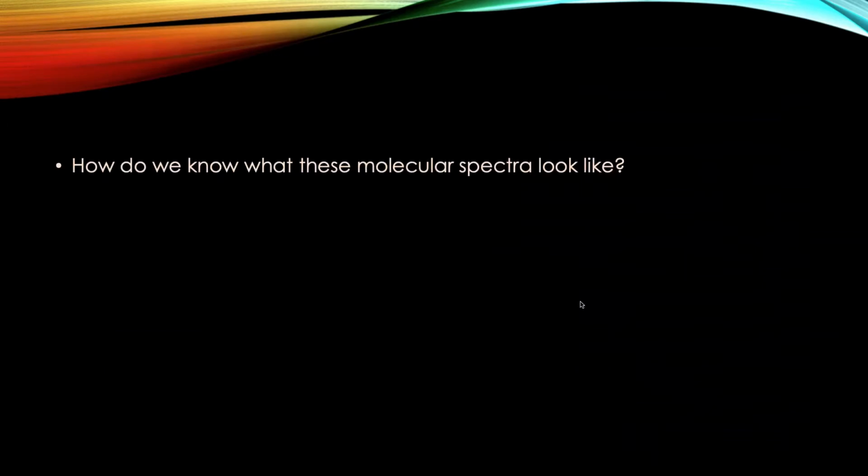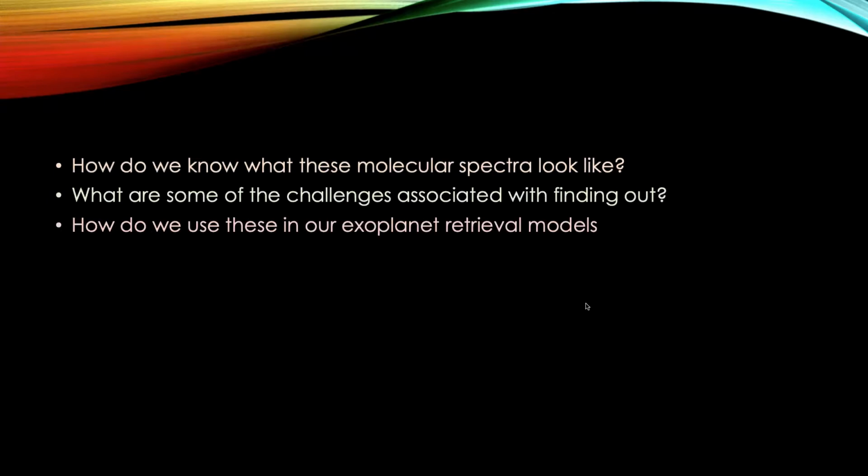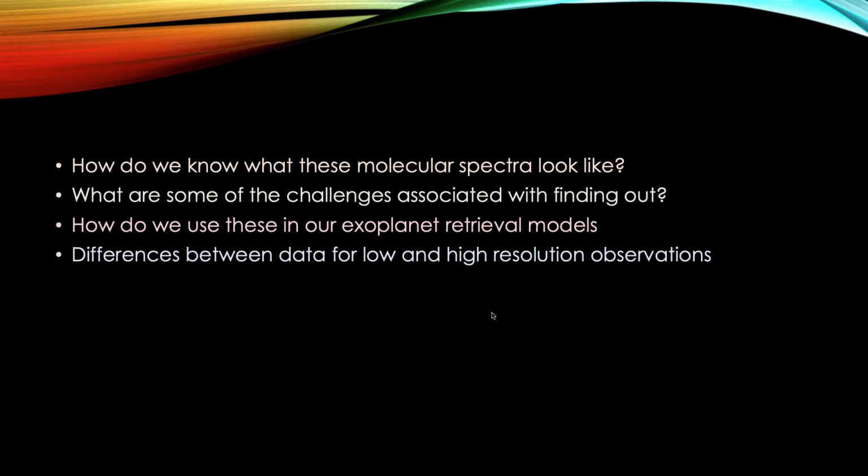In this talk, I will try to answer a few questions related to molecular spectra of various species. I won't have time to answer these all fully, but hopefully I can give an overview. First, how do we know what these molecular spectra look like? What are some of the challenges associated with finding this out? How do we use these in our exoplanet retrieval models? And what are some of the differences between molecular data which is used for either low or high resolution observations?